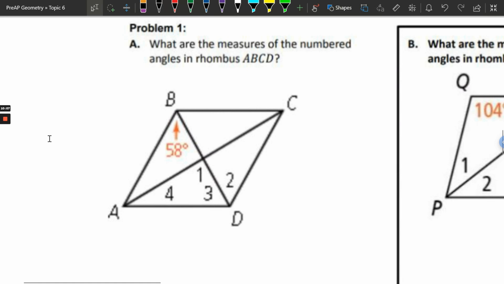Okay, example number 1. What are the measures of the numbered angles in rhombus ABCD? And the key part here is that it is a rhombus, which means that we got all 4 sides congruent. This is how I recommend you start a problem. If it says it's a rhombus, then draw it like a rhombus. We need to label all the parts here.